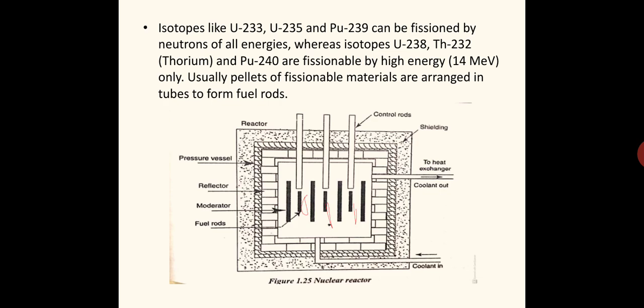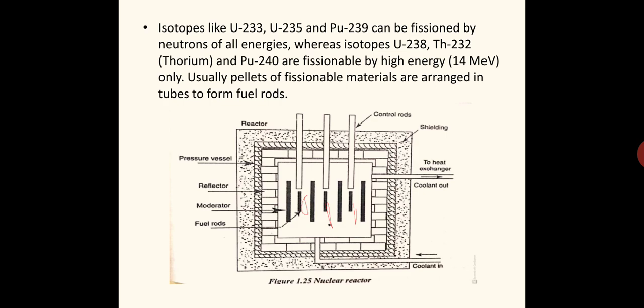Usually pellets of the fissionable material are arranged in tubes to form the fuel rods. Pellets of the fissionable element, that is uranium 235, are kept here, you can see in the figure. It is usually arranged in a tube form, so that once a neutron collides with the uranium atom, it splits into two, and a further neutron is released. That neutron further collides with another uranium atom. So the neutrons will be moving in every direction inside the reactor.